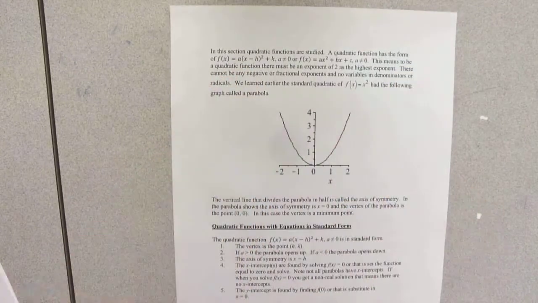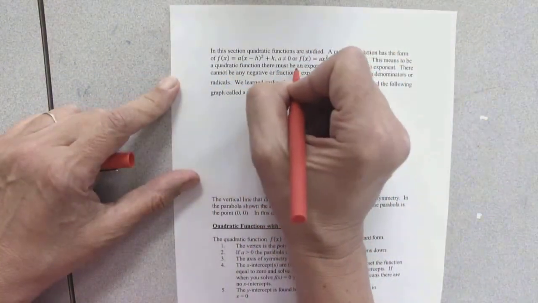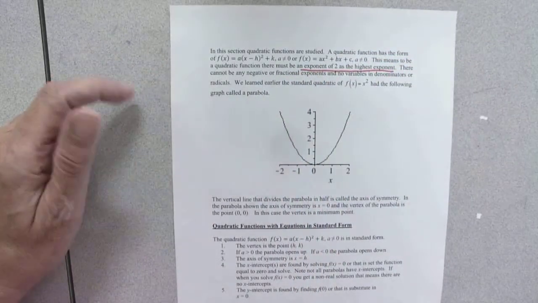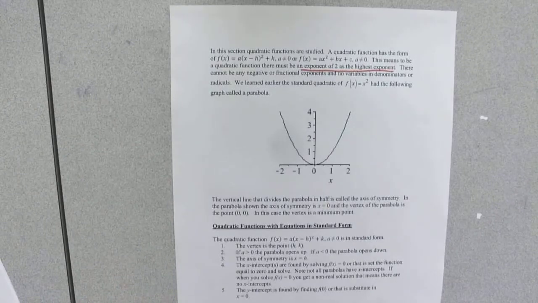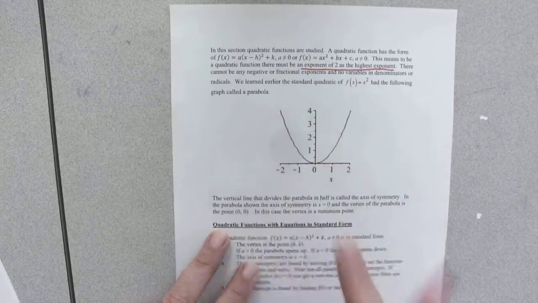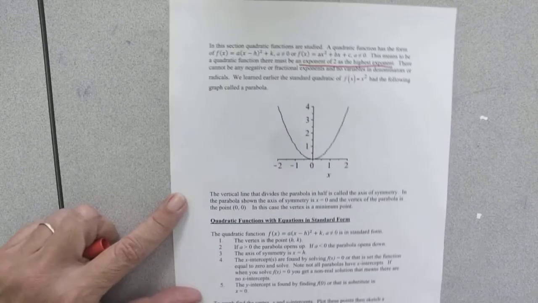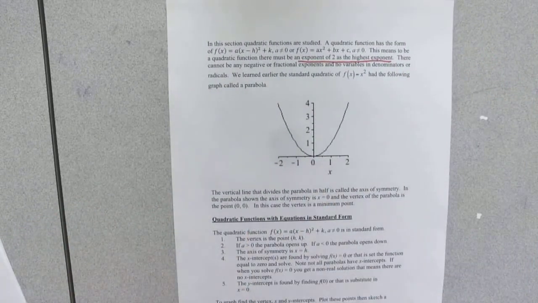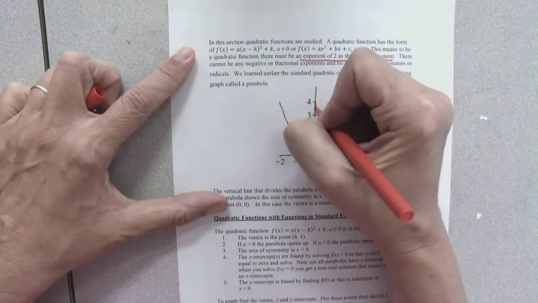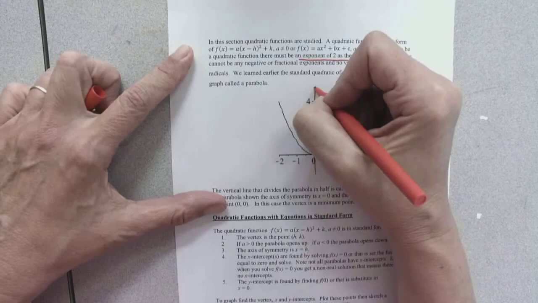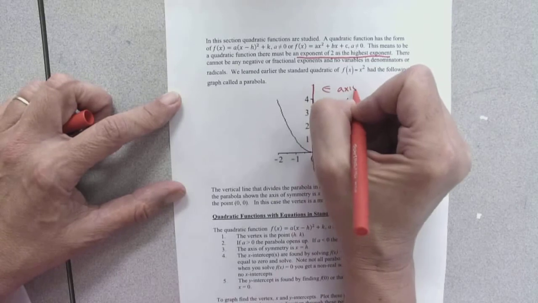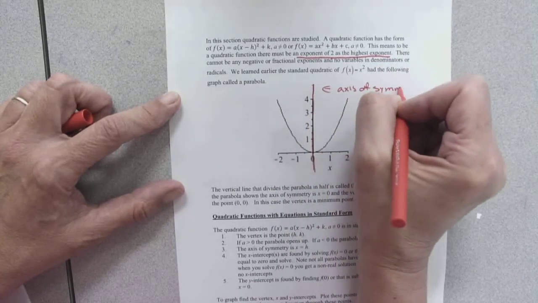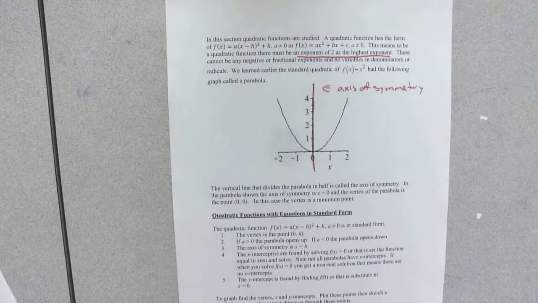So again, we're looking for that highest exponent as the 2. There cannot be any negative or fractional exponents, no variables in the denominators. And we learned earlier that the basic shape of the graph of x squared was called a parabola. The line that happens to divide that parabola in half, and it doesn't have to be the origin, doesn't have to be the y-axis, but the line that goes down the middle of the parabola, that's called the axis of symmetry. And in this case, it happens to be the y-axis, but it certainly doesn't have to be the y-axis.